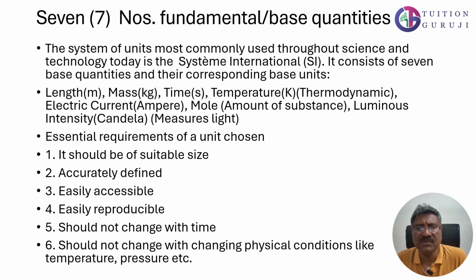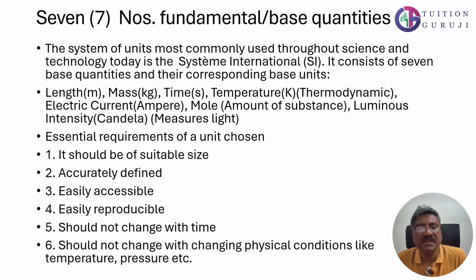The most commonly used unit in science and technology is the SI system of units, the System International. It consists of 7 base quantities and corresponding units. We know that length is measured in meter, mass in kilogram, time in second, temperature in Kelvin, electric current in ampere, amount of substance in mole, and luminous intensity in candela.